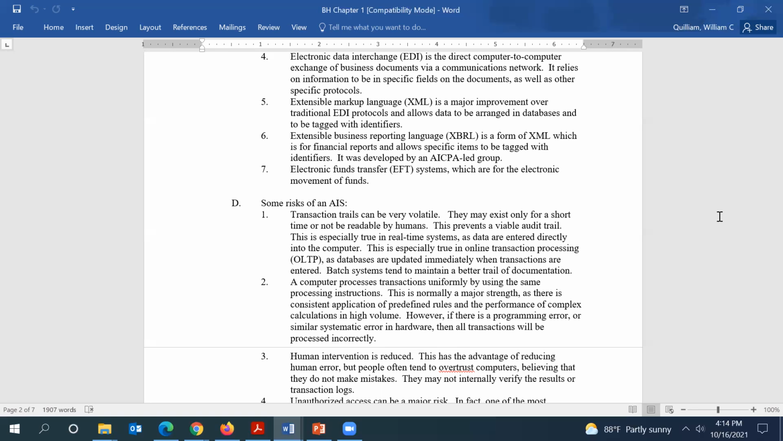Well, next, some risks of an AIS. So transaction trails can be very volatile. Ooh, they vanish. They may exist only for a short time or not be readable by humans. And that prevents a viable audit trail. That's especially true in real-time systems, which means data are processed right away as they happen. As opposed to a batch system where we wait a while and then process data in mass.